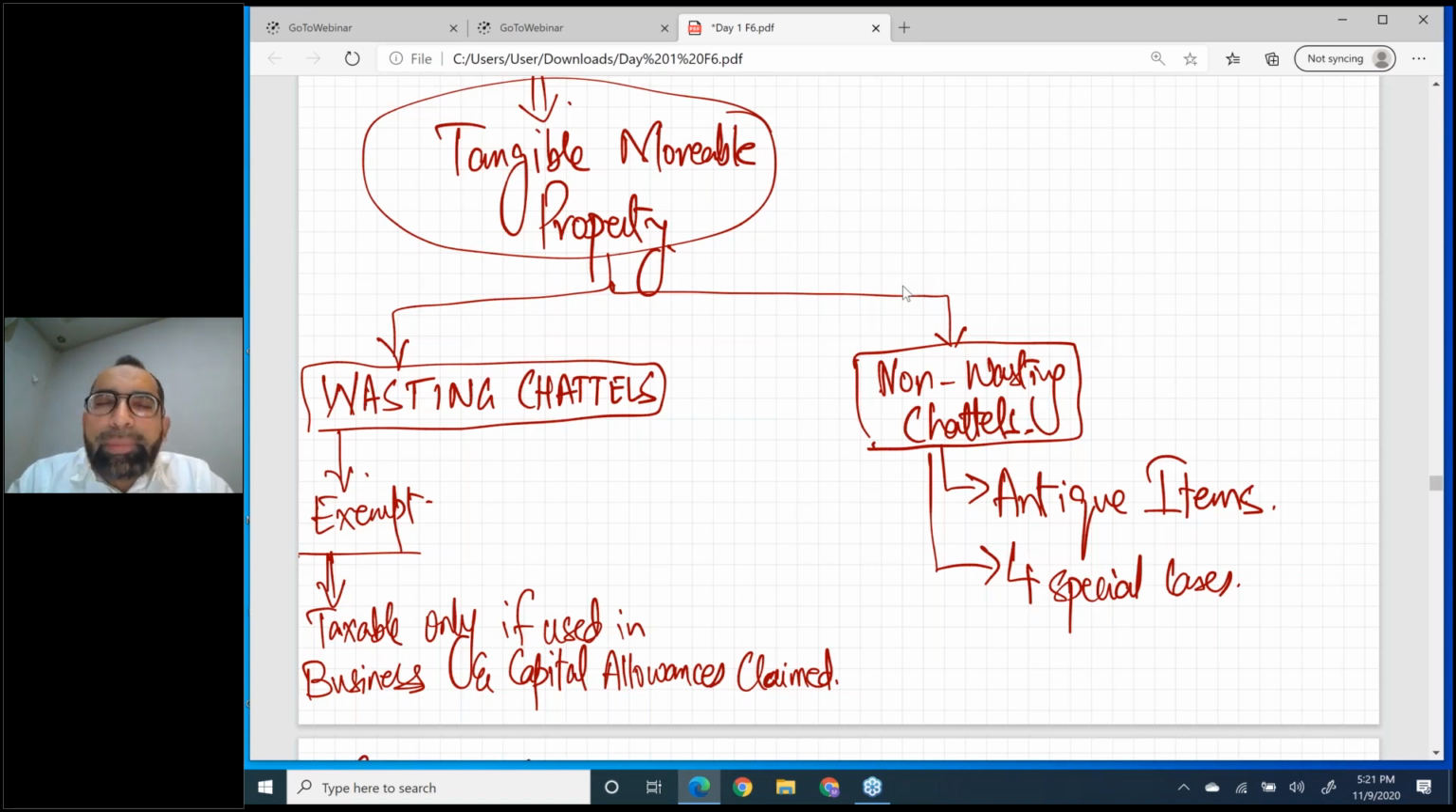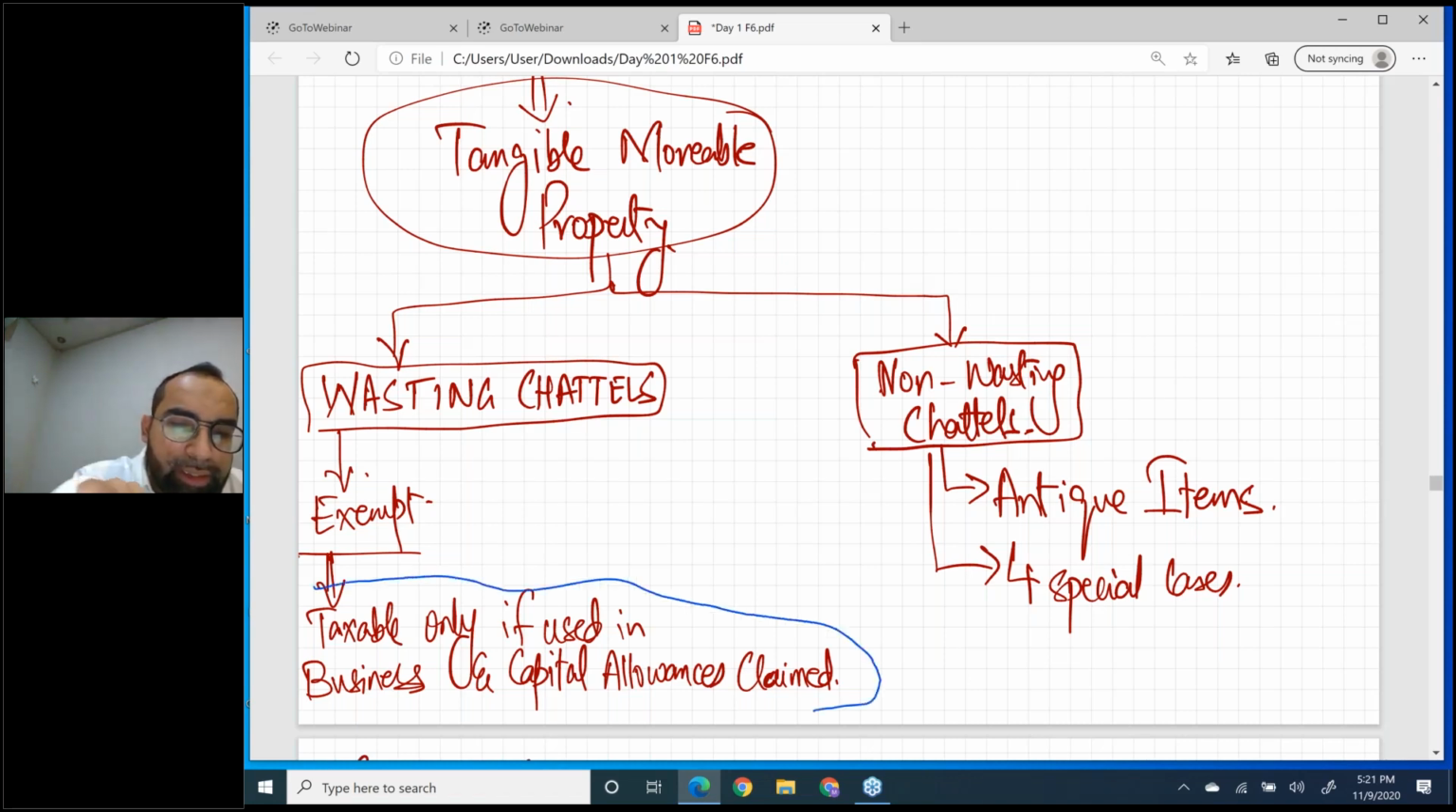Sir, what is the treatment for wasting chattels? Wasting chattels are exempt. That means they are an exempt asset. No need to compute any capital gain or losses. But yes, only in one condition they are taxable. See this, please. They are taxable only if used in business and capital allowance is claimed. If you are using that wasting chattel in the business and you are claiming capital allowance, then you have to do working for it. Okay.